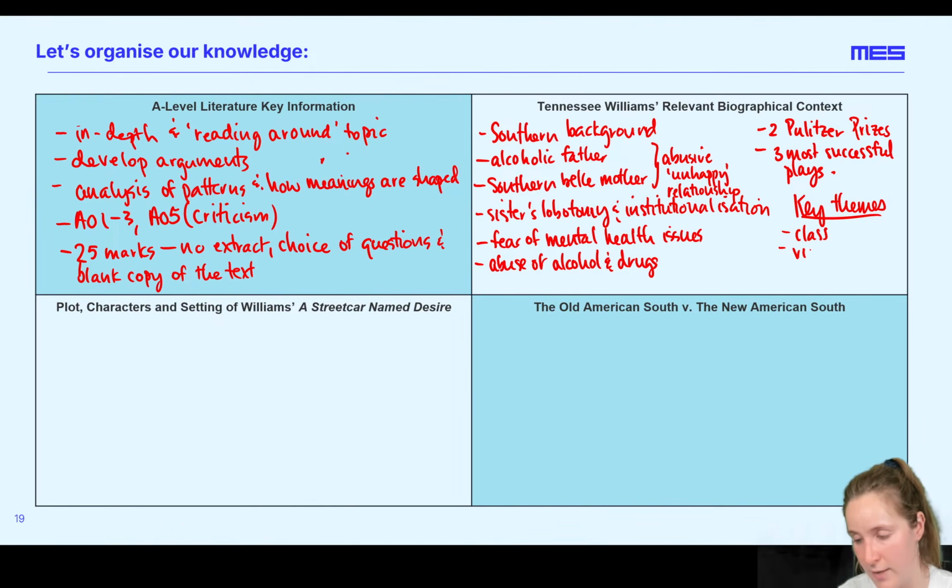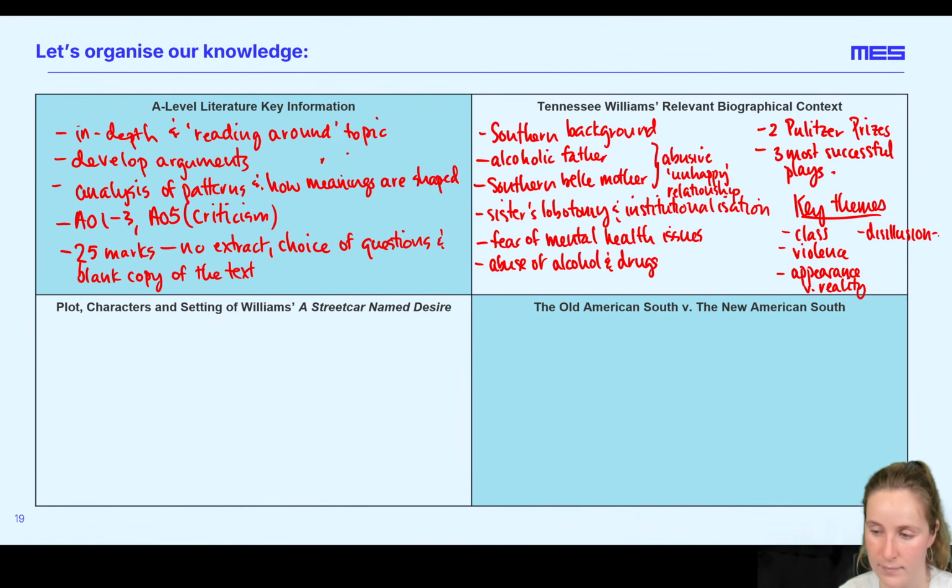Class, violence, appearance versus reality, disillusionment, and the South. Then really captures quite a lot of this. If you want to include Kazan's quotation as well, feel free to. But these are the key ideas. And then plot, characters, and setting.